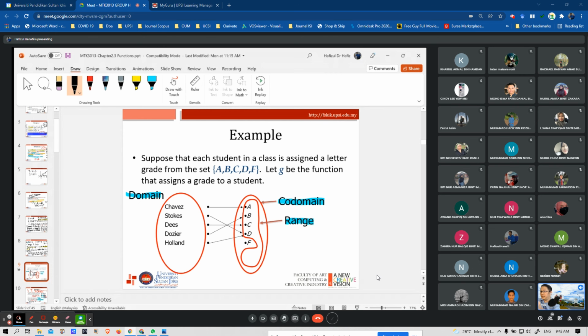Let G be the function that assigns a grade to students. Okay, and then we have a domain here: Chavez, Stokes, Dozier, and Holland. And then we have the codomain and range. For the range we have A, B, C, D that we map from the domain. And for the range, we can see only this one.